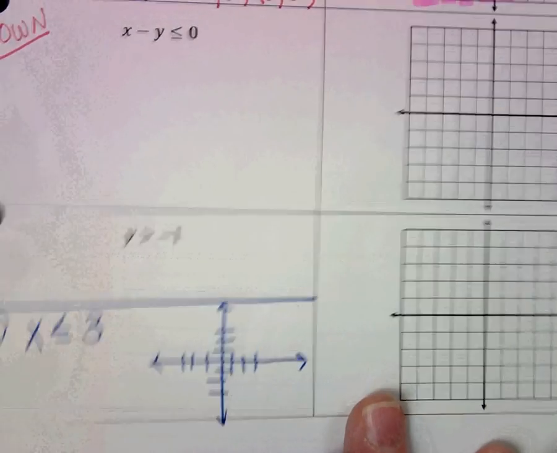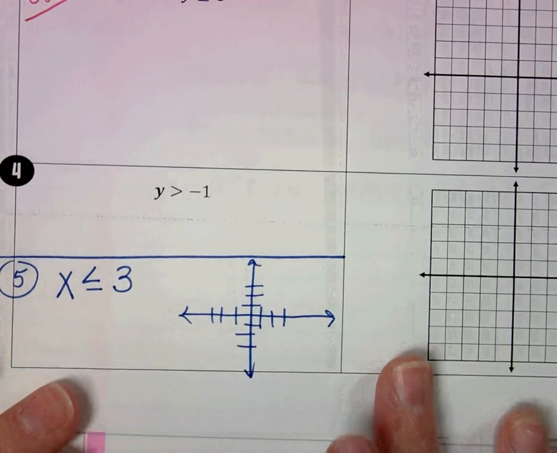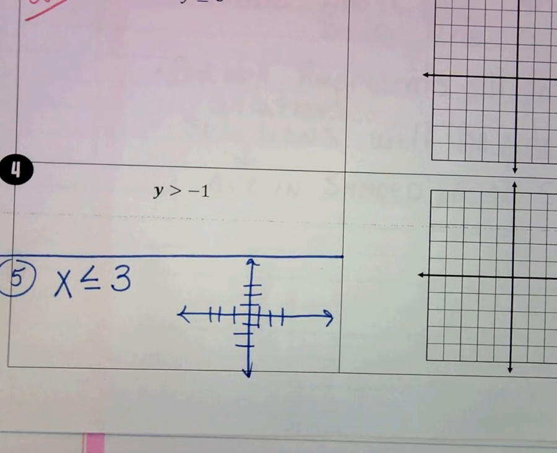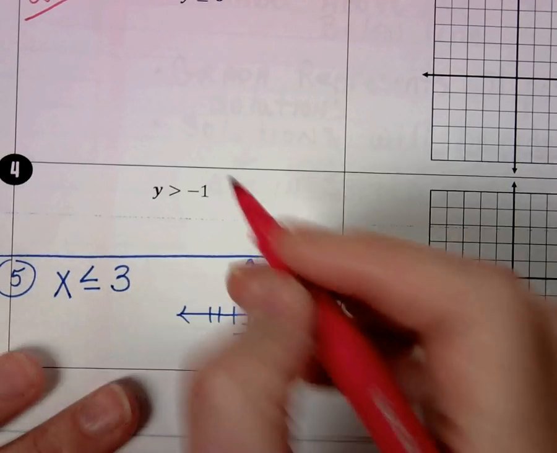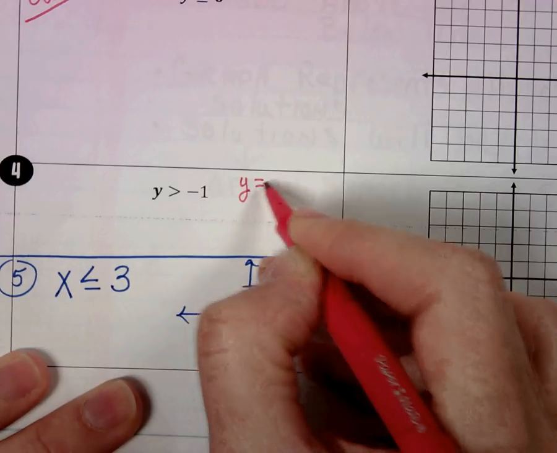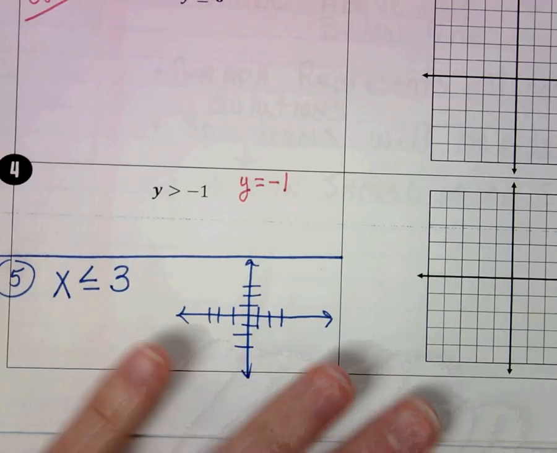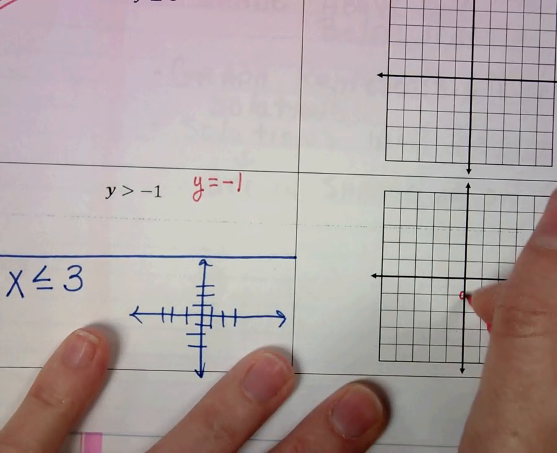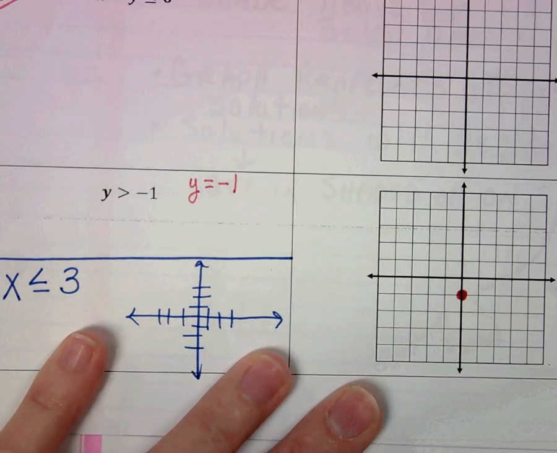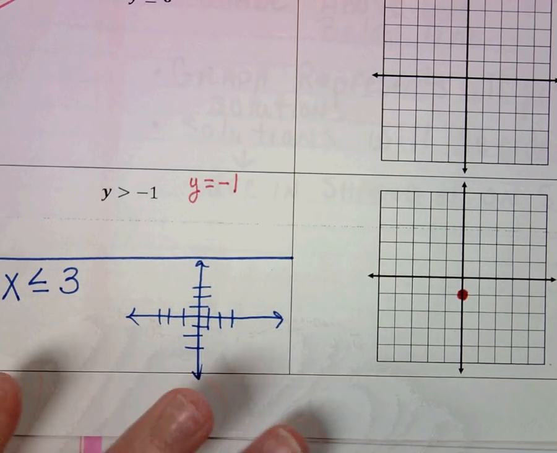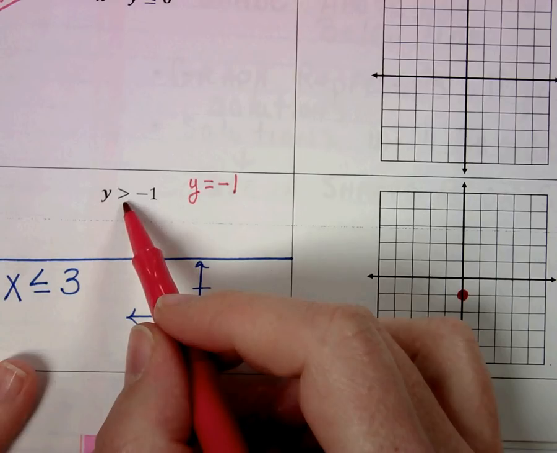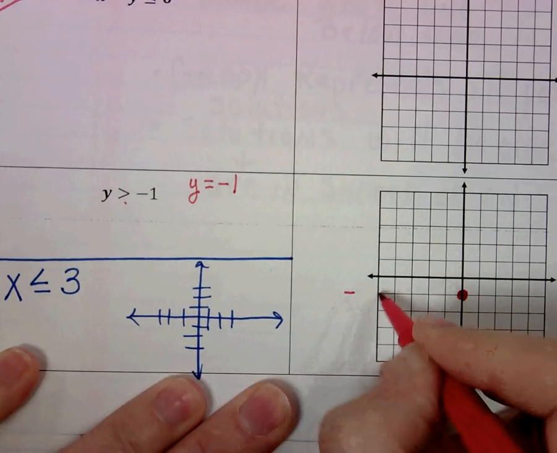Okay, so number 4 says y is greater than -1. Well, this is different. Remember, these two examples are going to be examples of horizontal and vertical lines. Think of it as if it was y equals -1. What is that supposed to look like? I hope you remember that this is a horizontal line, so I'm going to put my point where y is -1. It's greater than, so that means a dotted line.